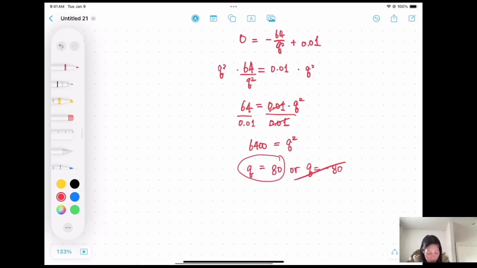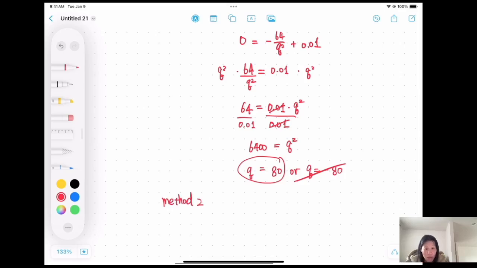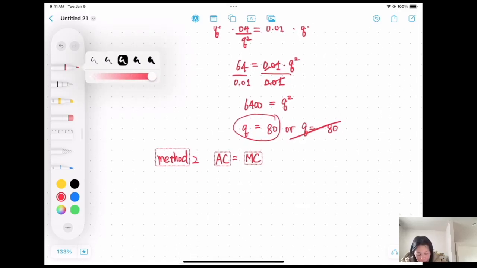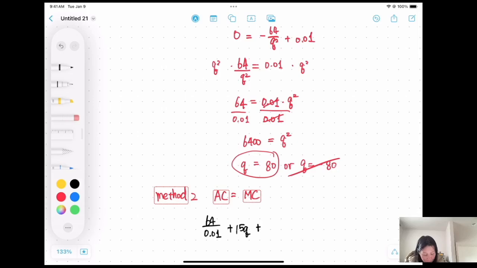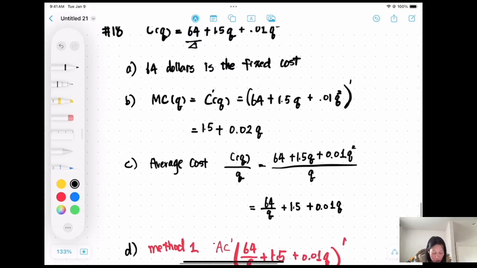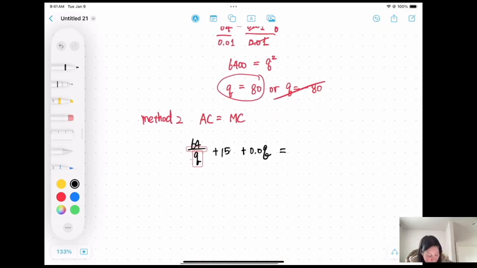The next thing, I want to go over the second method. The second method to find the minimal cost is when the average cost equals the marginal cost. Here, the average cost is 64 over q plus 1.5 plus 0.01q, equal to the marginal cost. Earlier, we found the marginal cost is 1.5 plus 0.02q.